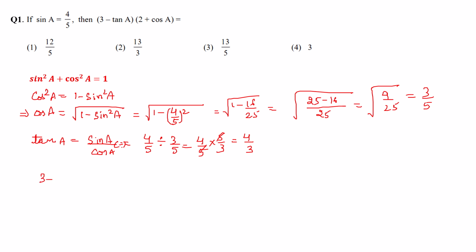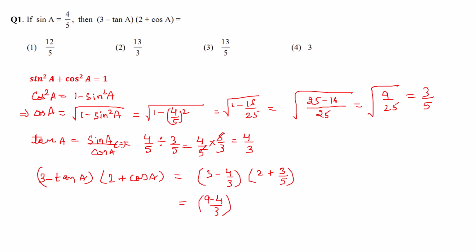Now let's find 3 minus tan A and 2 plus cos A. So 3 minus tan A is 3 minus 4 by 3 and 2 plus cos A is 2 plus 3 by 5. Let's solve it. So take the LCMs, it will be (9 minus 4) by 3 and here it will become (10 plus 3) by 5. So 9 minus 4 is 5 by 3 into 13 by 5. 5 and 5 cancel. So it is 13 by 3. So option 2 is the correct answer.